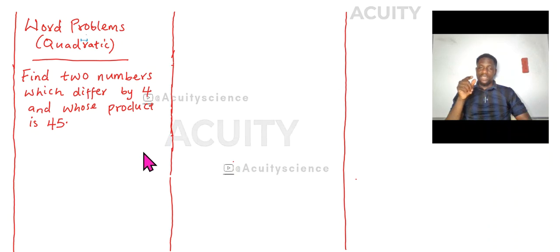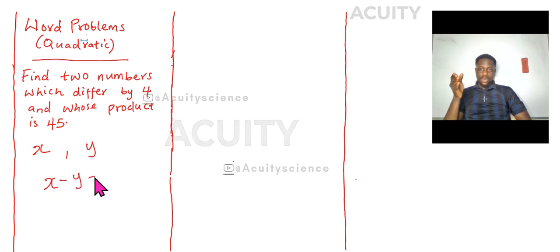and whose product is 45. Okay, it's a very, very easy question to solve. Let's say those two numbers are x and y. They differ by 4. So let's assume x is bigger than y. So what I would do, I would say x minus y is 4 because they differ by 4. That means the difference between them is 4. So put x first, meaning assuming x is a bigger one.